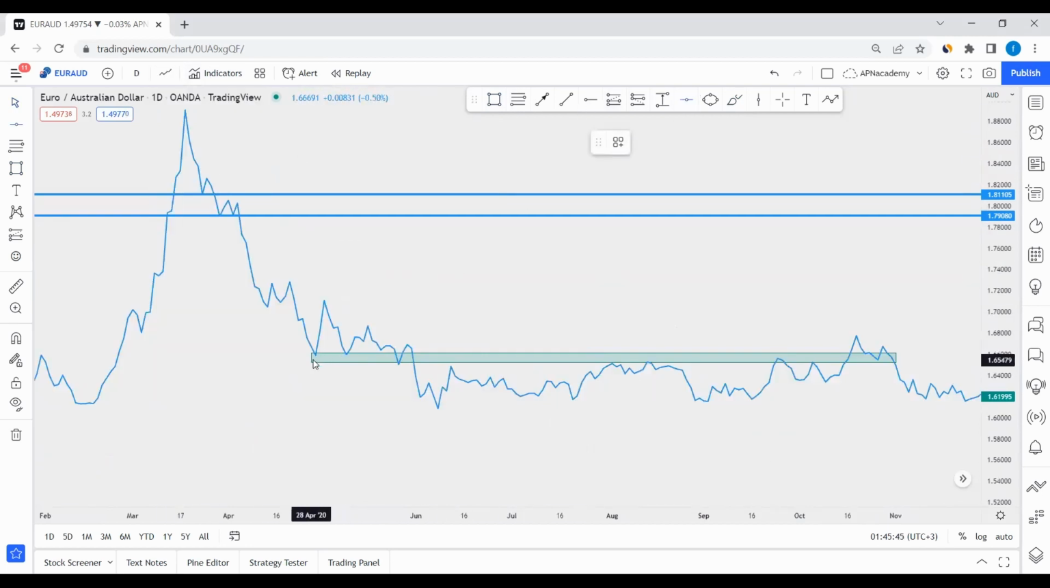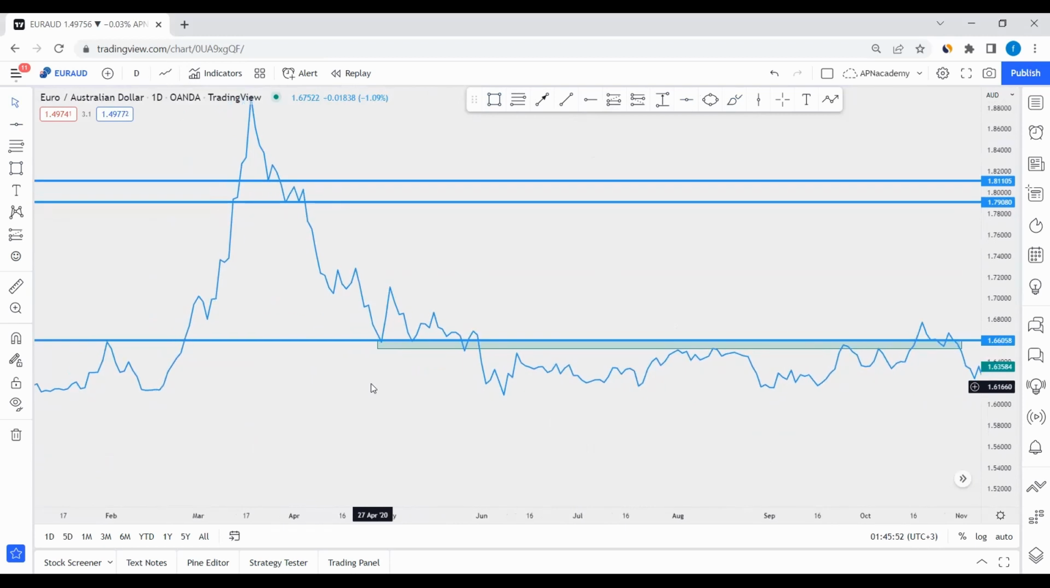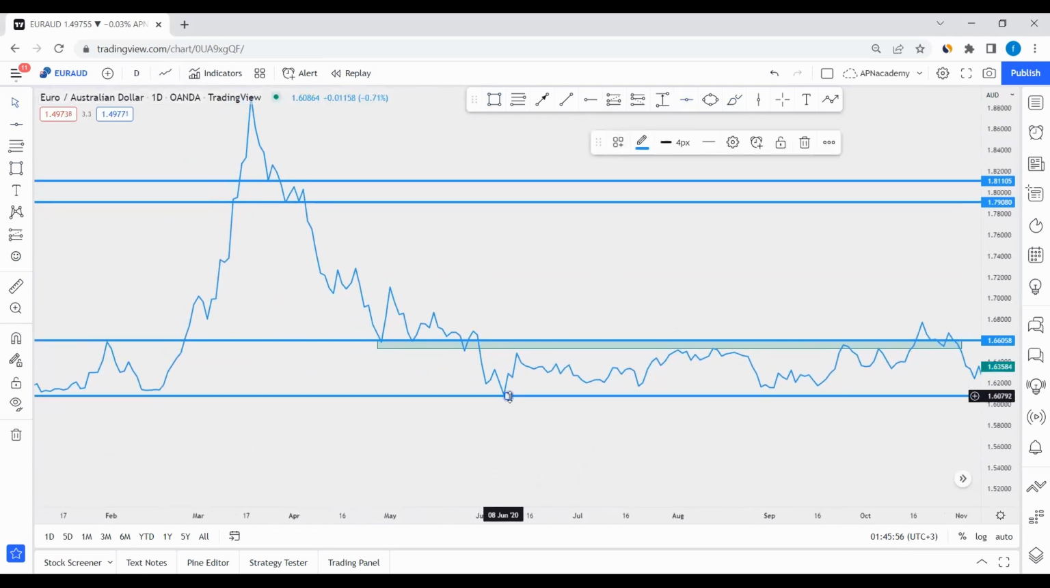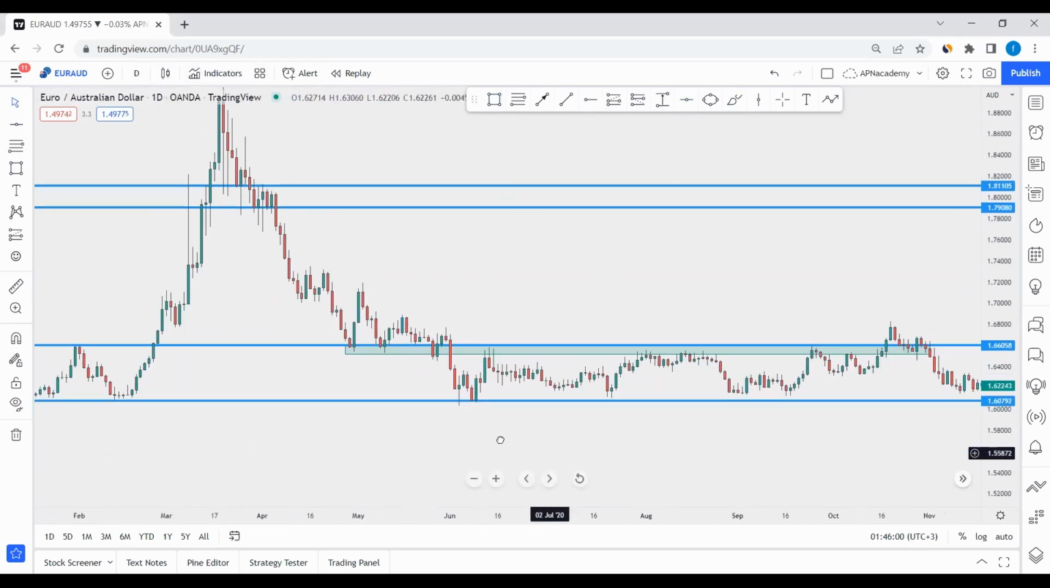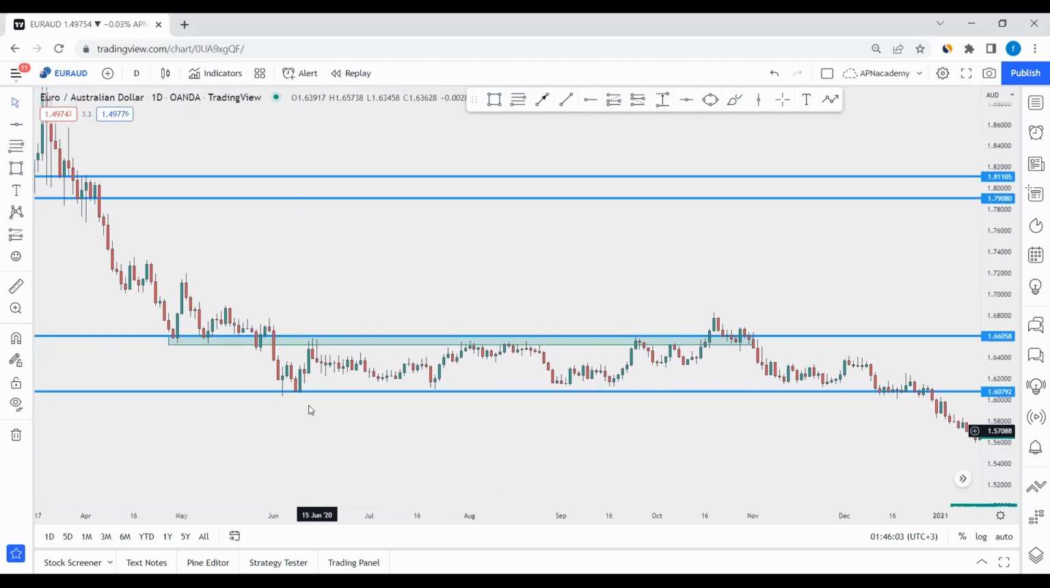This turning point is what I'm talking about, this one, right? It made this turning point. Then it also had this turning point here. Let me just mark it for you, this one. So let's go back to candles. And you can clearly see that the market failed when it came and created this turning point here.